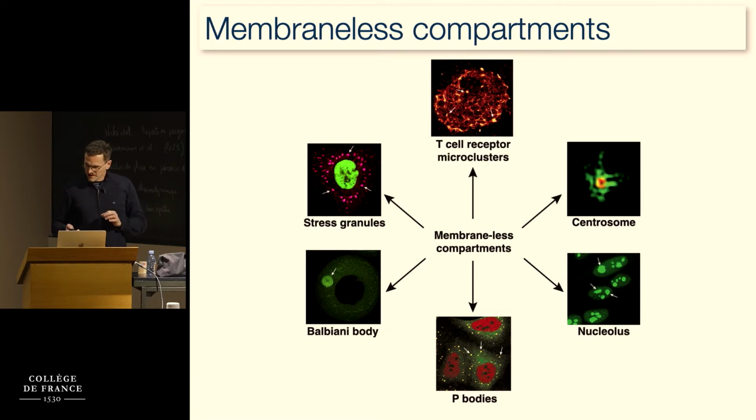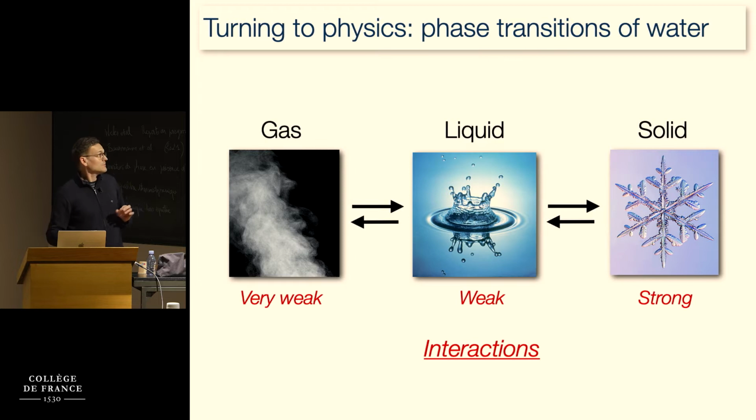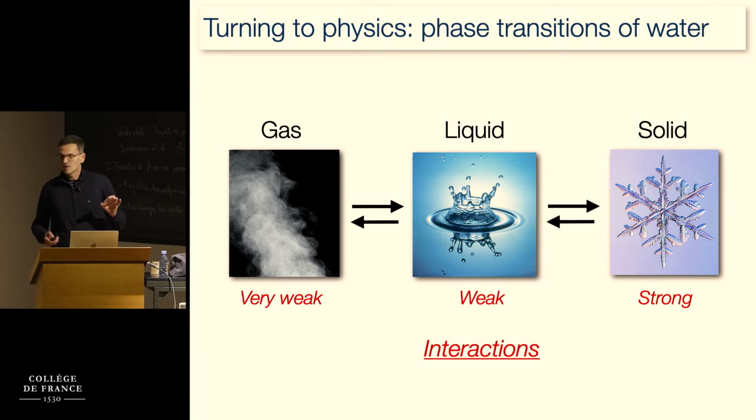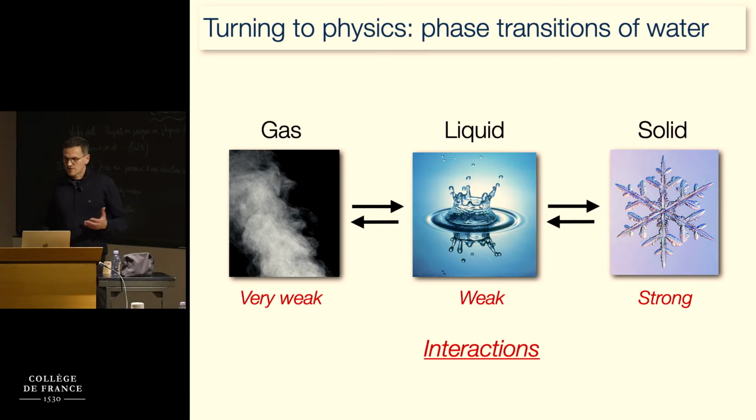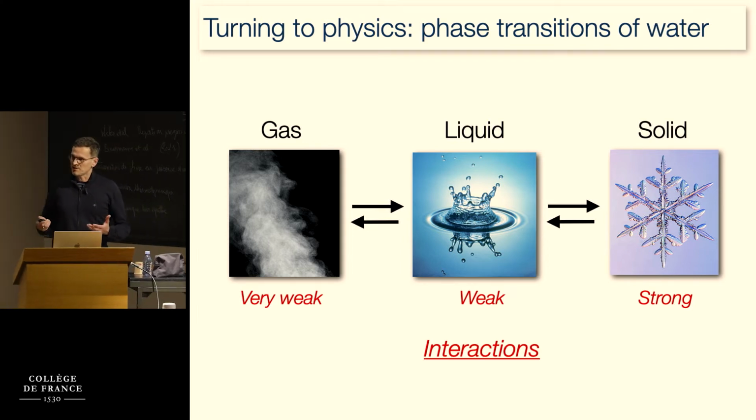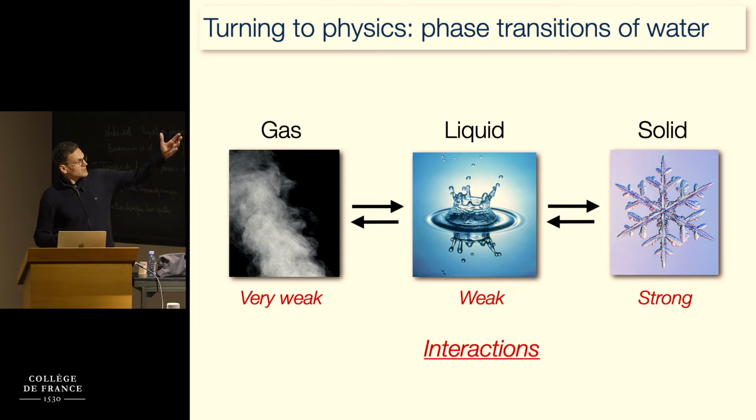Something that was realized more than a decade ago is that if you want to understand how these structures form, you have to turn to physics and think about this in terms of phase transitions. You are all familiar, I assume, with the phase transitions of water. Water can be in 3 different states: a gas-like state, a liquid-like state, or a solid-like state. The difference is that the interactions are different. The water molecules are weakly interacting in the liquid state, but more strongly interacting, and with more ordered interactions, in the solid-like state.